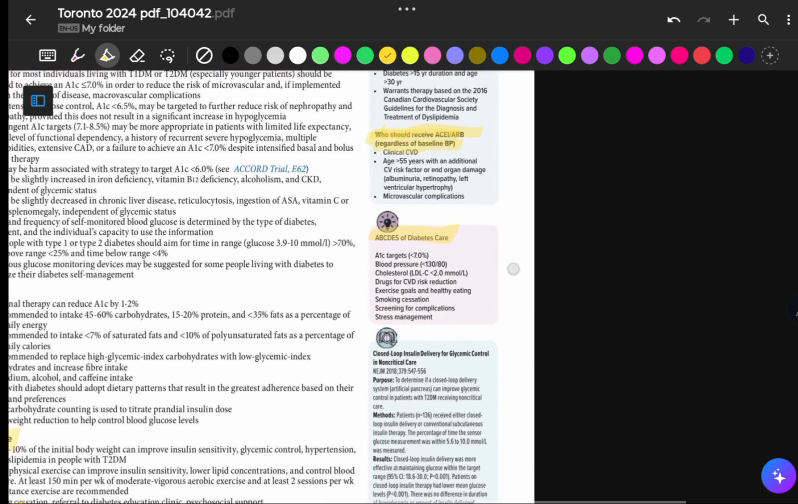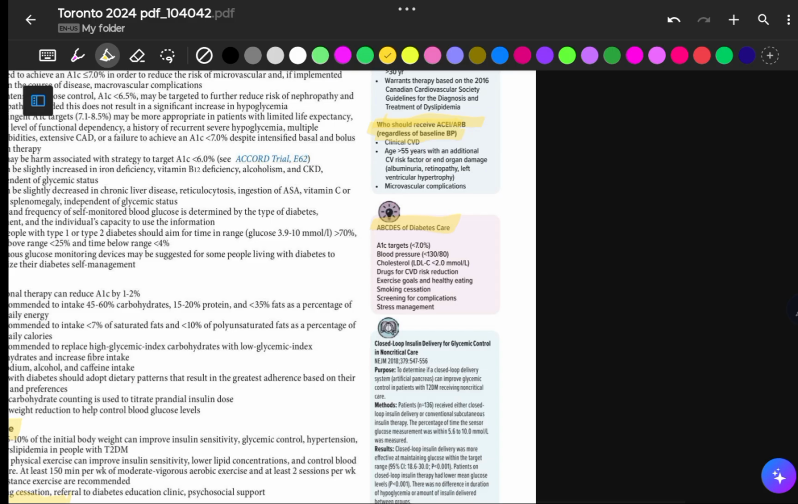So what are the A, B, C, D, E, S of diabetes care? A stands for A1C target: you want an A1C target of less than 7%. B is blood pressure: you want less than 130/80. C is cholesterol: you want your LDL cholesterol to be less than 2 mmol per liter. D is for drugs for cardiovascular risk reduction, E for exercise goals and healthy eating, S for smoking cessation, another S for screening for complications, and another S for stress management. So this is your ABCDEs of a diabetic case.